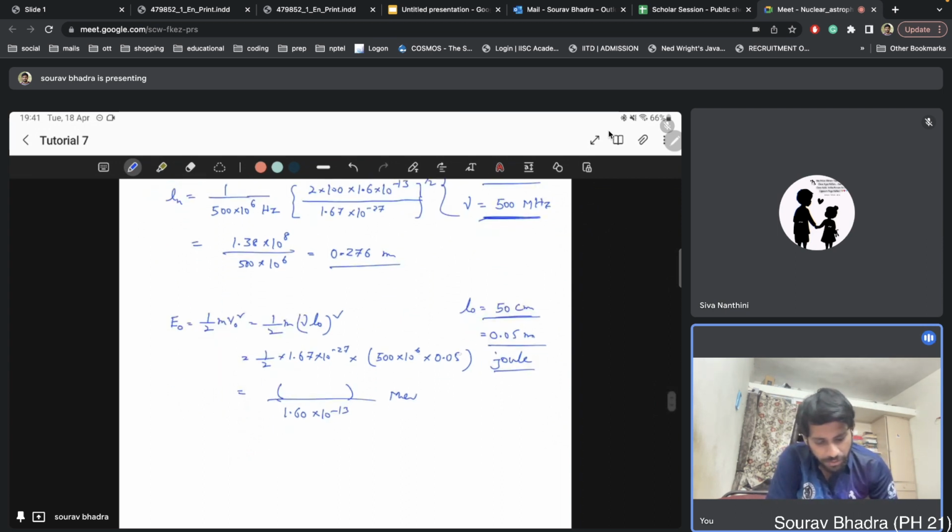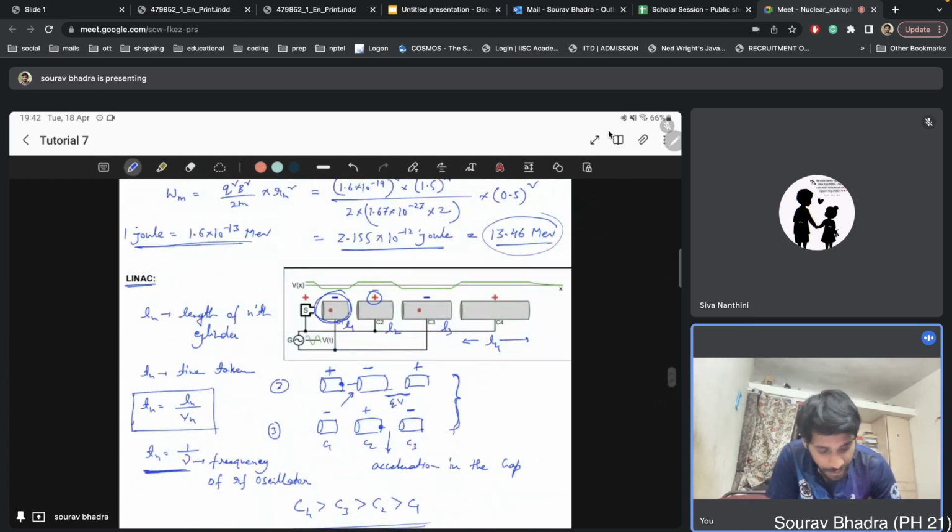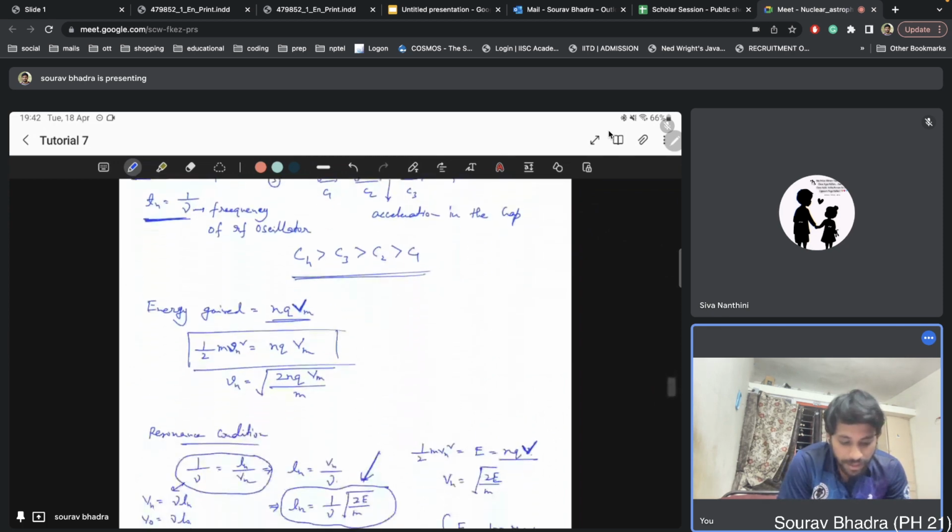So whatever you get from this expression, divide by 1.60 × 10^-13 to convert it into MeV, and that will give you 3.26 MeV. So the particle has an energy of 3.26 MeV in the first drift tube, or first cylinder itself. It has not covered the whole distance by now. It is the energy gain in the first cylinder only.